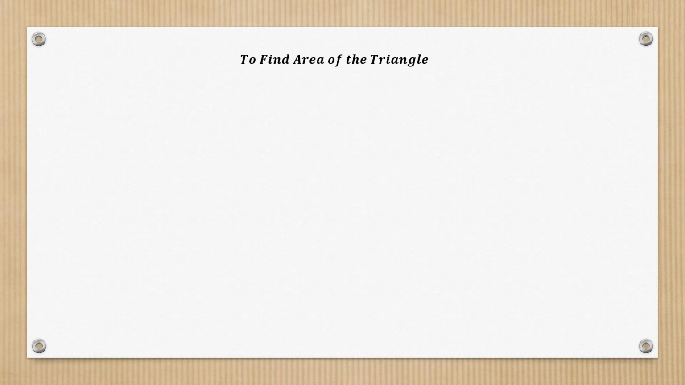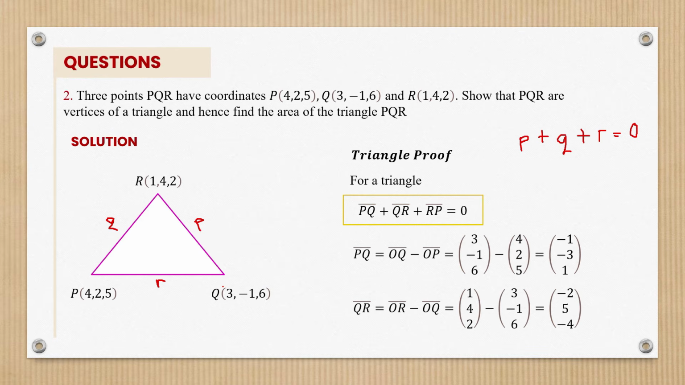Now to find the area of the triangle, remember we're going to use any of the formulas that we've chosen. I've chosen to go with PQ times QR. That basically means that I've chosen to go with this side here. So that means that I've chosen to use the formula area is equal to a half PR sine Q.